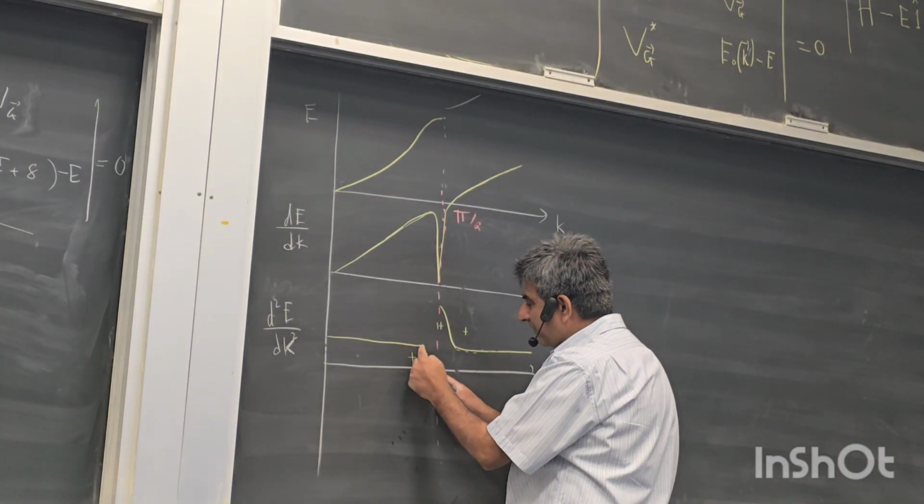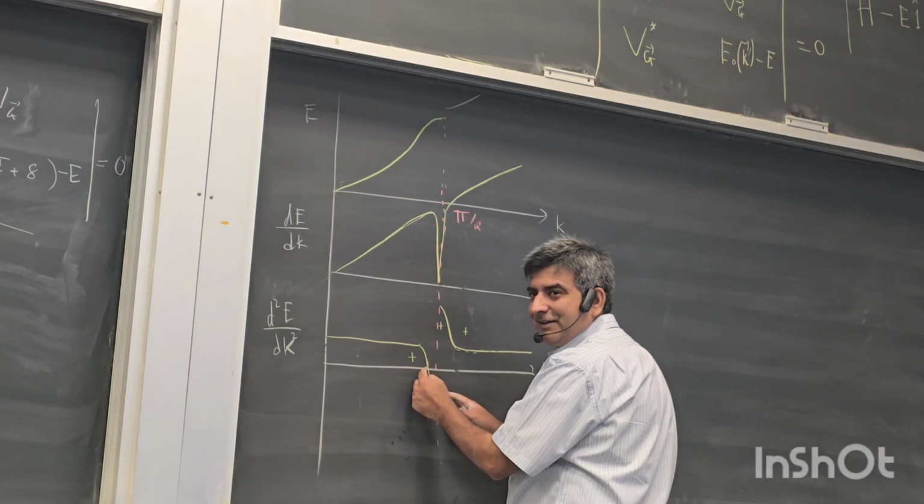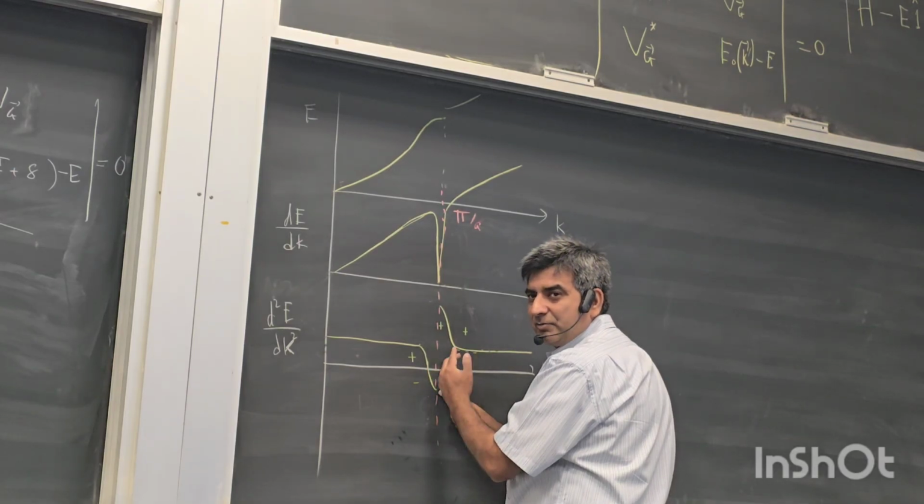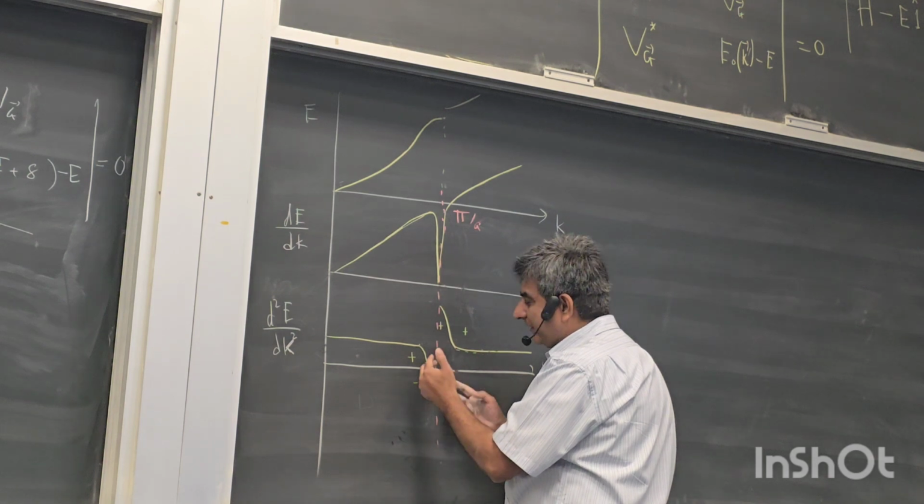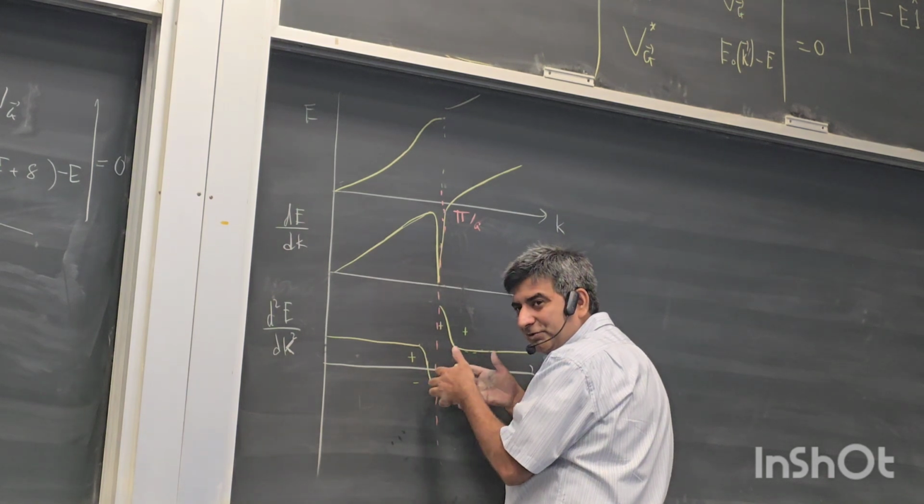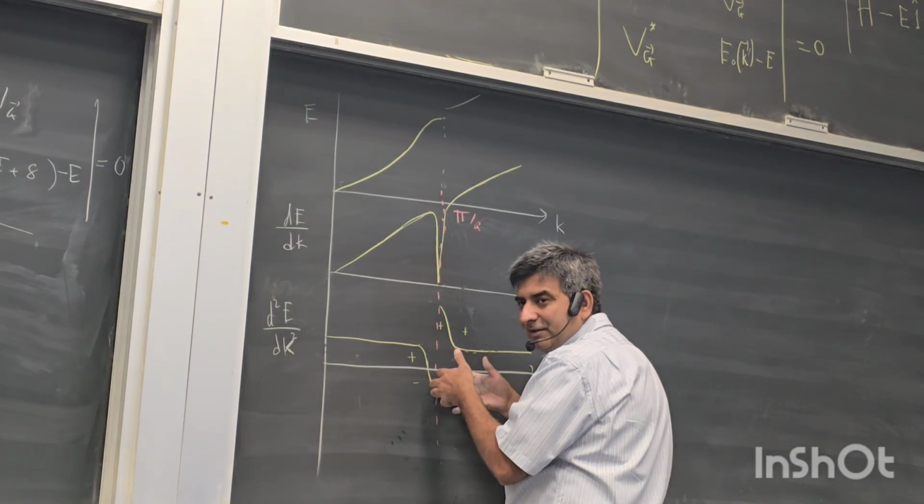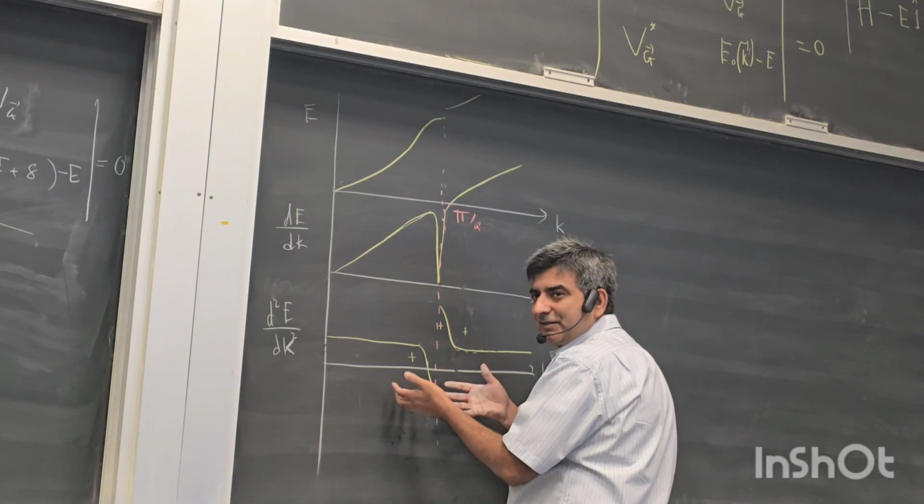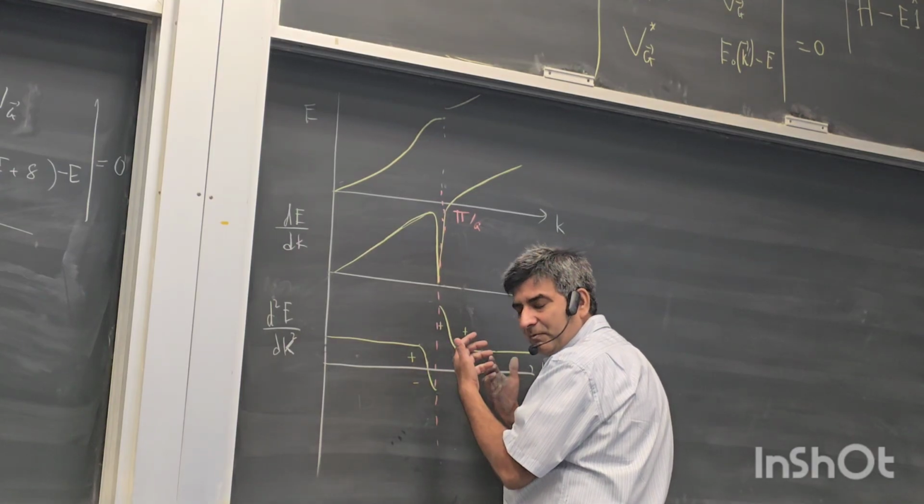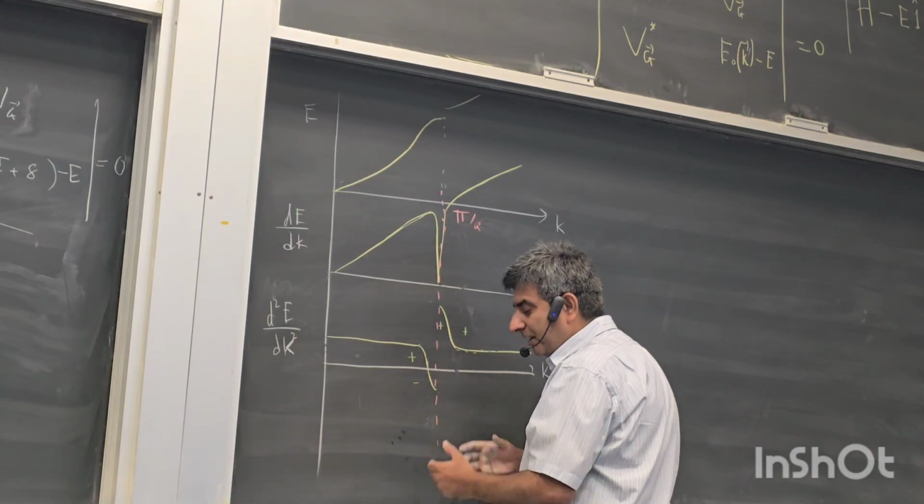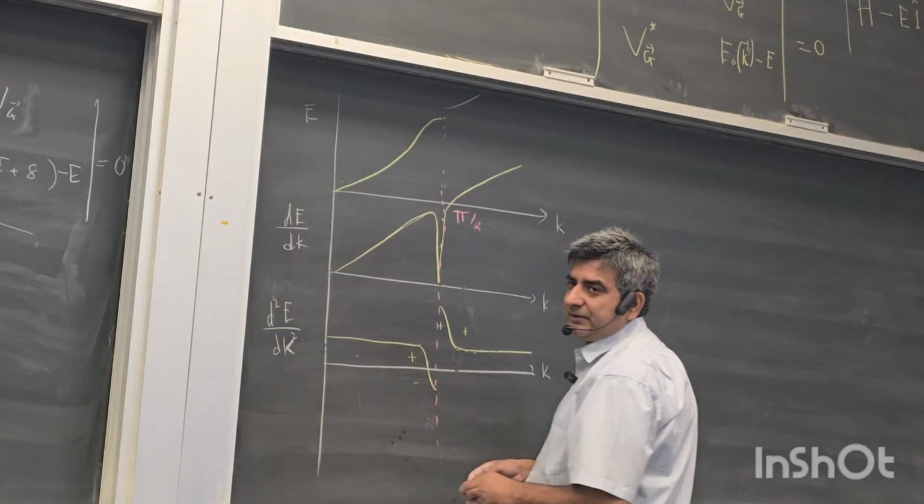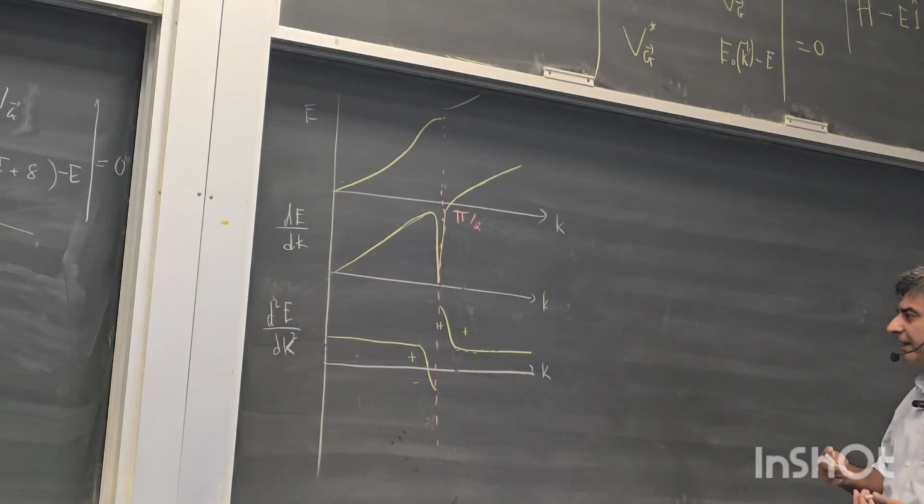And close to the zone boundary, it can even become negative. The effective mass of the electron at the zone boundary becomes negative. So if you have an electron wave with this k, which is close to the zone boundary, you will get a negative effective mass for the electron. And what does it physically mean? So you can think of this as, and it's real.